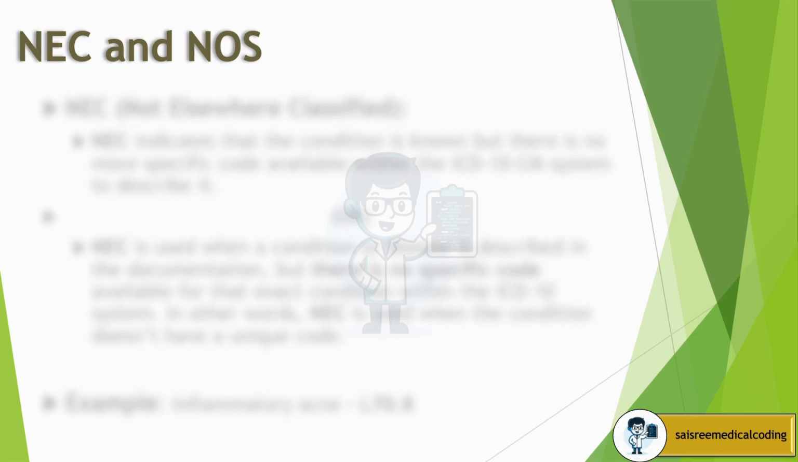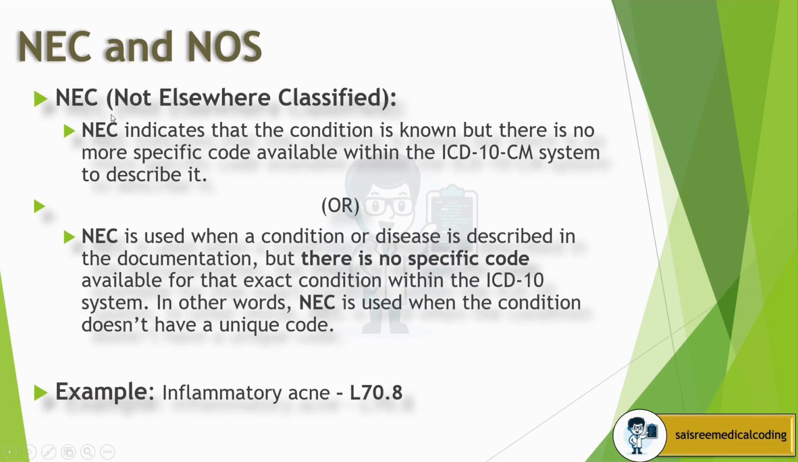NEC and NOS. Next, we are going to discuss NEC and NOS. NEC is the abbreviation for not elsewhere classified. NEC indicates that the condition is known, but there is no more specific code available within the ICD-10-CM to describe it. It is used when a condition or disease is described in the documentation, but there is no specific code available for the exact condition within the ICD-10 system. In other words, NEC is used when the condition does not have a unique code.